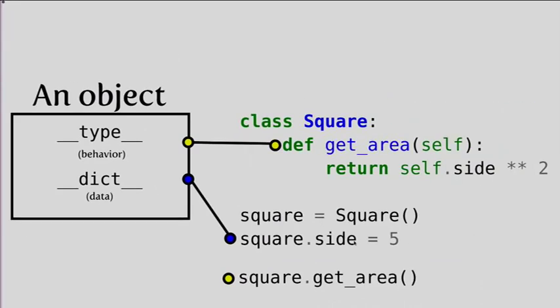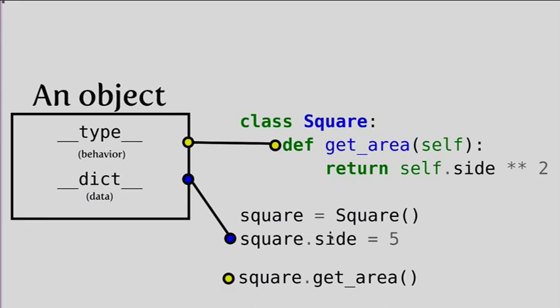Now, as an example, I have some class Square. I define a method on it that gets put in the type. And then when I define an attribute on an instance of that object, the attribute goes in the dict. And the dict is under the hood just a simple dictionary. In Python 3, it's more than a simple dictionary, but it acts like one.